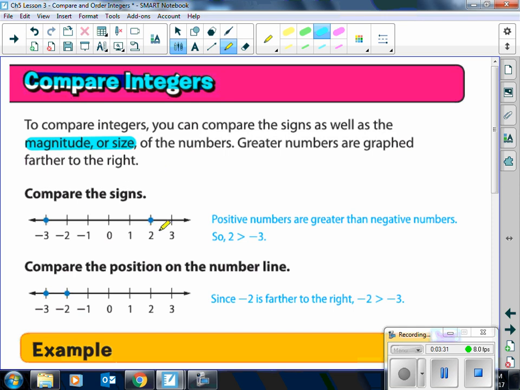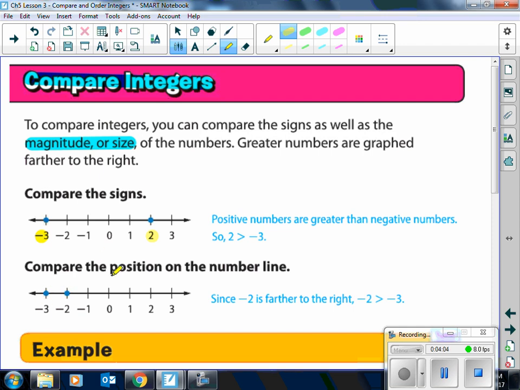Now, here, when we look at comparing numbers on the number line, we're looking at negative 3 and 2. Well, here, all you have to do is look at the signs, right? One's positive, one's negative. So, which one would be the bigger number? The positive one, right? Positive numbers are always greater than the negative numbers. Got it? So here, 2 is greater than negative 3. Okay?